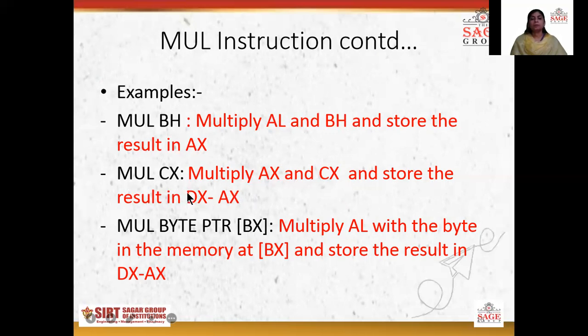Here the AX register is used for holding the data after multiplication and division, and if the result is more than 16 bits, then the DX register is used, the data register and accumulator register for 16 bits.